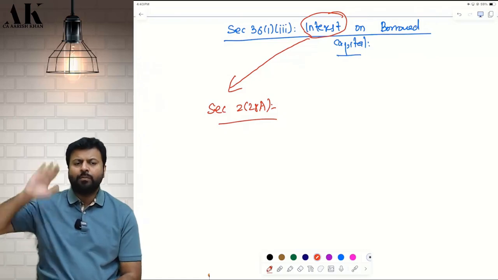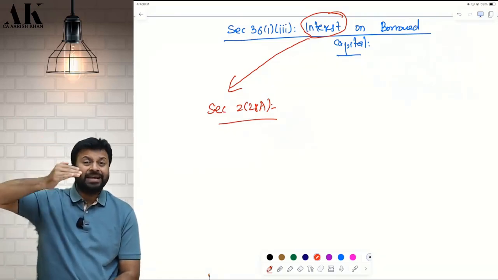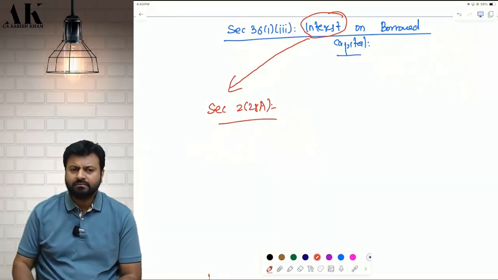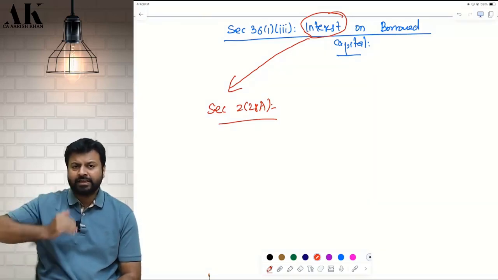Just think, go backward and think like this. Is income tax as an expense allowed under PGBP? No, not allowed. Okay. Is GST as an expense allowed under PGBP?